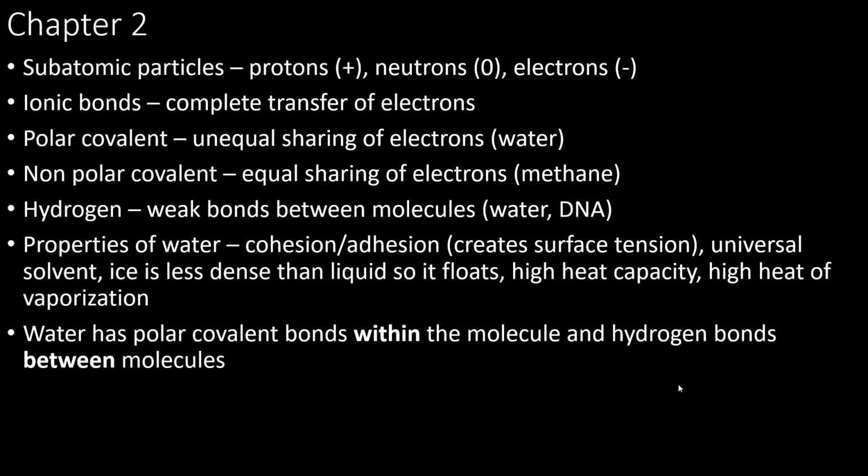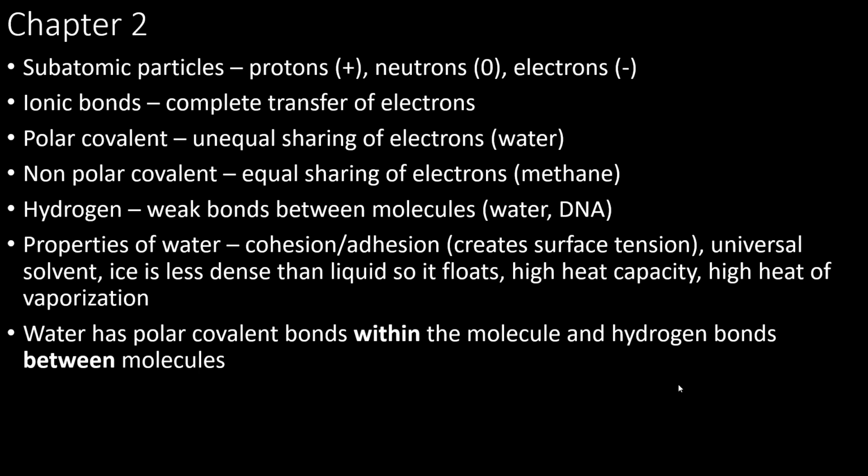Now, chapter 2 is the chemistry chapter, and so there's a little bit more we want to take a look at here. Remember that when we reviewed chemistry, the subatomic particles that make up an atom are your protons. Protons have a positive charge. We also have neutrons, which are neutral. Remember, the protons and the neutrons are both located in the nucleus of the atom. The electrons are found outside of the nucleus and they have a negative charge.